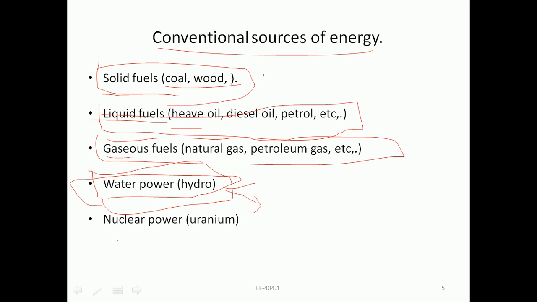Another one is nuclear. Using the nuclear fission and fusion process, the chain reaction is transferred to heat. That heat then becomes the kinetic energy of steam: the water is heated and converted to steam. The steam goes to the turbine, which converts mechanical energy to electrical energy.